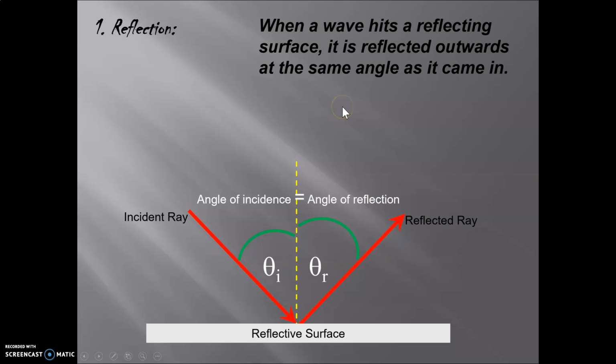So when a wave hits a reflecting surface, it's going to be reflected outward at the same angle as it came in. So we call that ray that's coming in the incident ray, and we call the angle the angle of incidence. Okay, so I like to remember that as the incident ray is coming into the surface. So that ray is going to hit a reflective surface like a mirror or the surface of water, or some windows can be reflective, and then that ray is going to bounce back outward at the same exact angle that it came in at. Okay, so that's going to be called the angle of reflection, and then the ray that goes off is called the reflected ray.